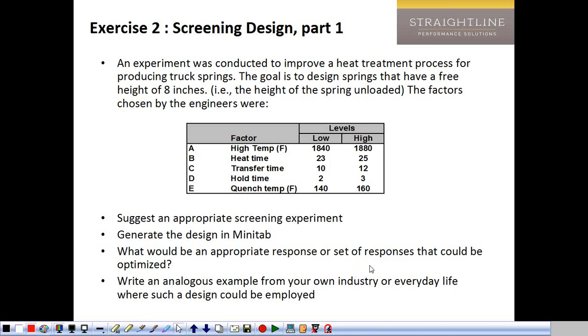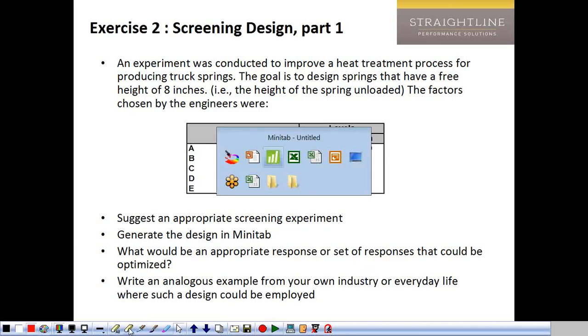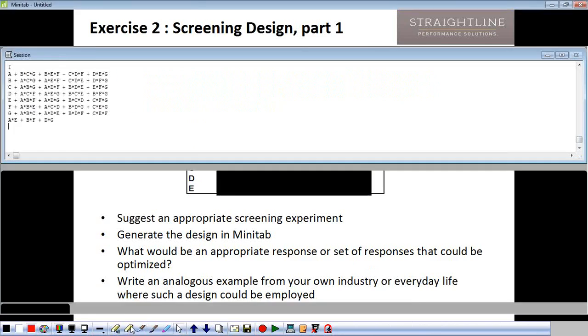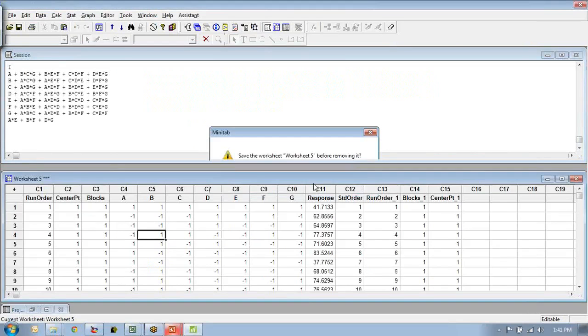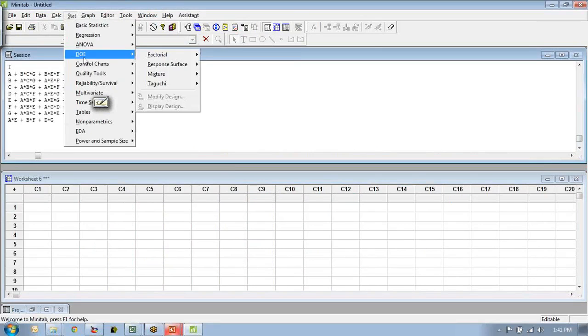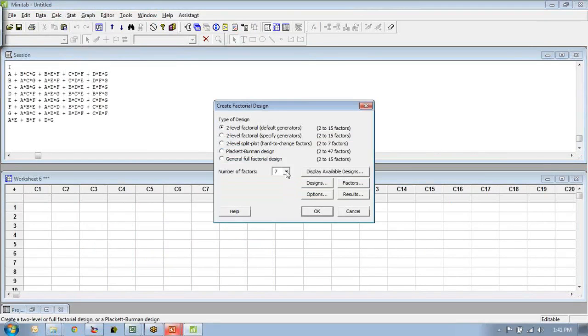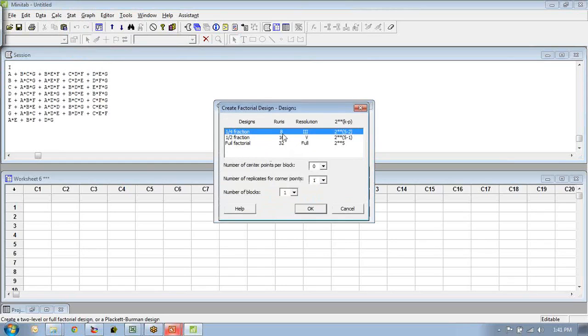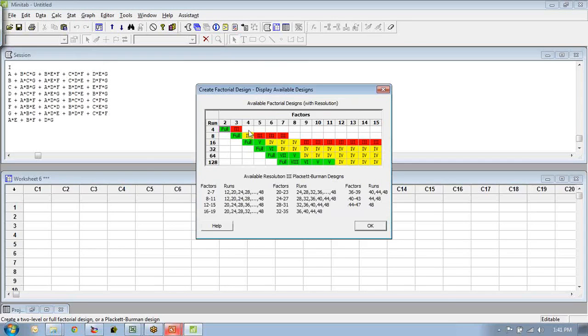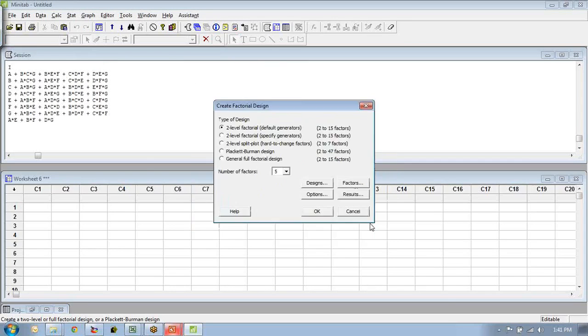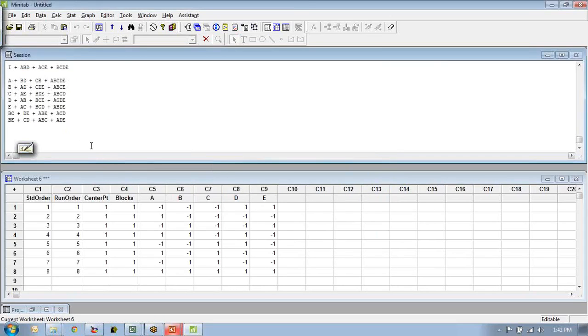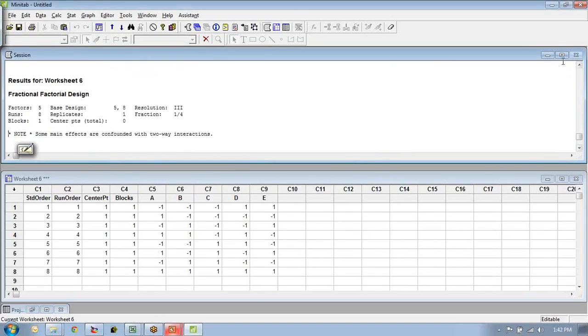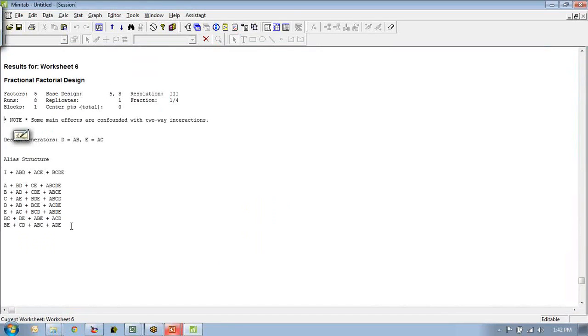Okay, so one way to do this would be to just go directly to Minitab, and let's see what we get. Okay, so we have 5 factors, an appropriate screening design, and you can probably guess this. If we have 5 factors, a screening design might be a quarter fraction or 8 runs. So here, right here again. So we might be able to do a screening design in 8 runs, and there we go. There's our resolution 3 design right there.